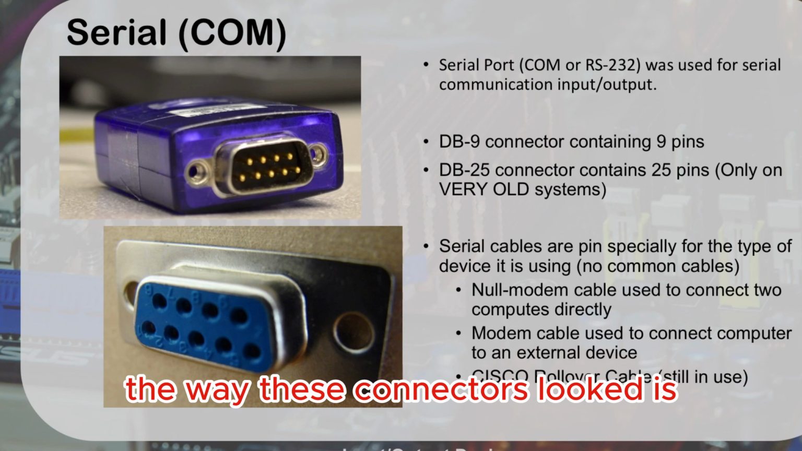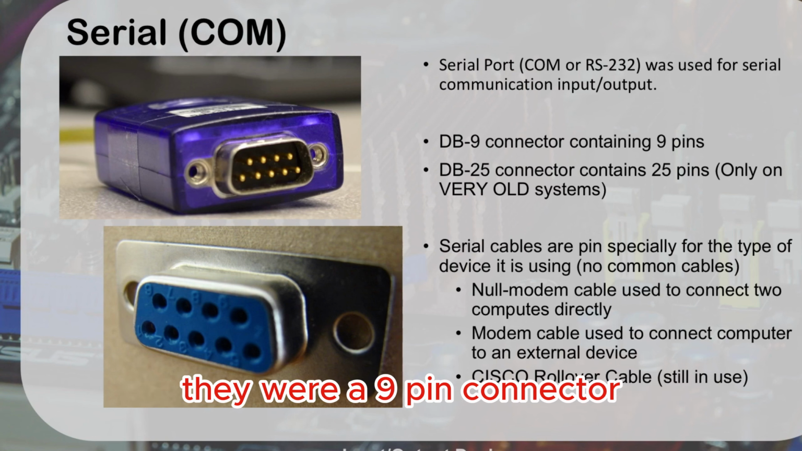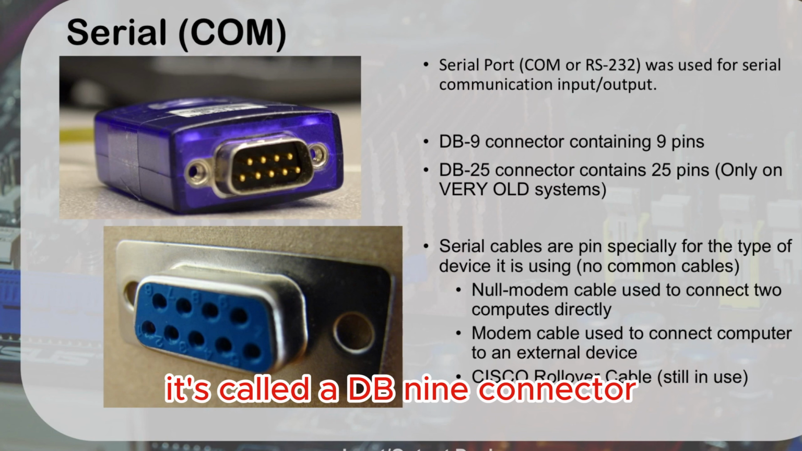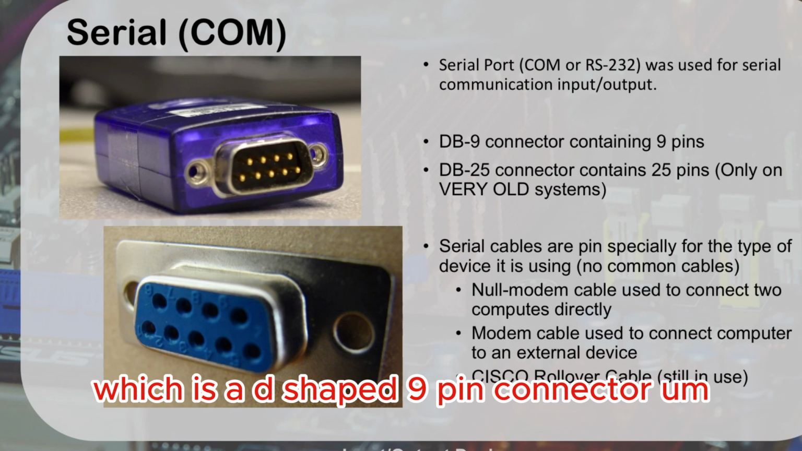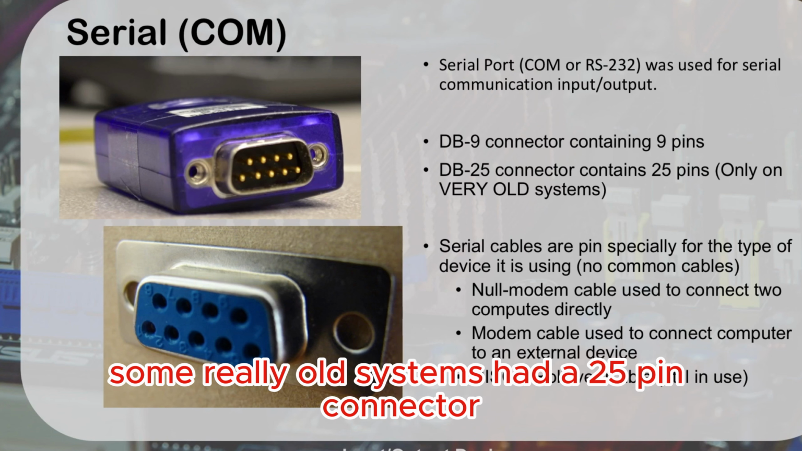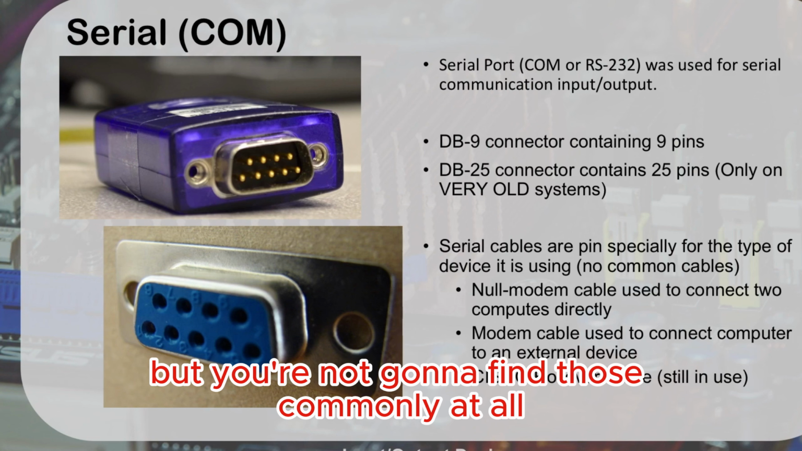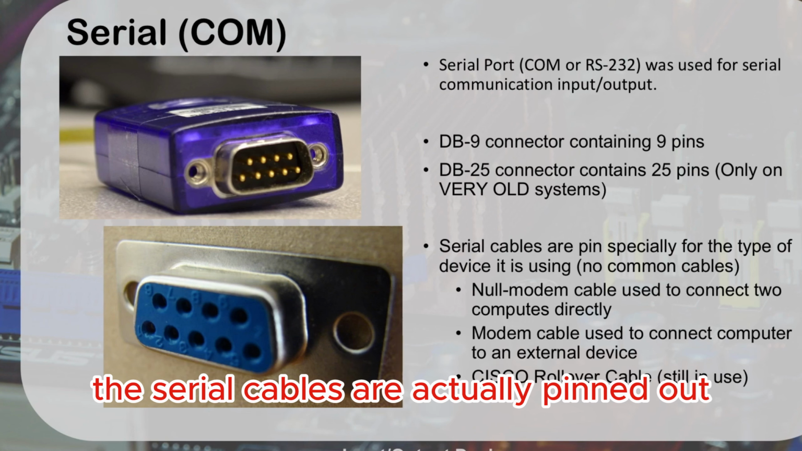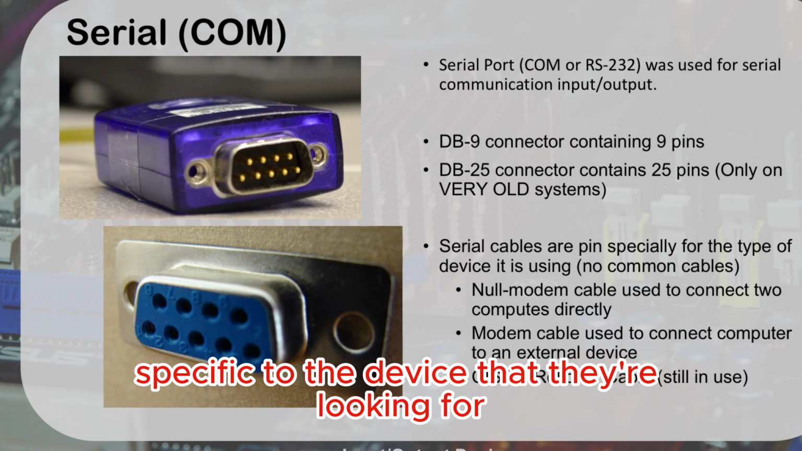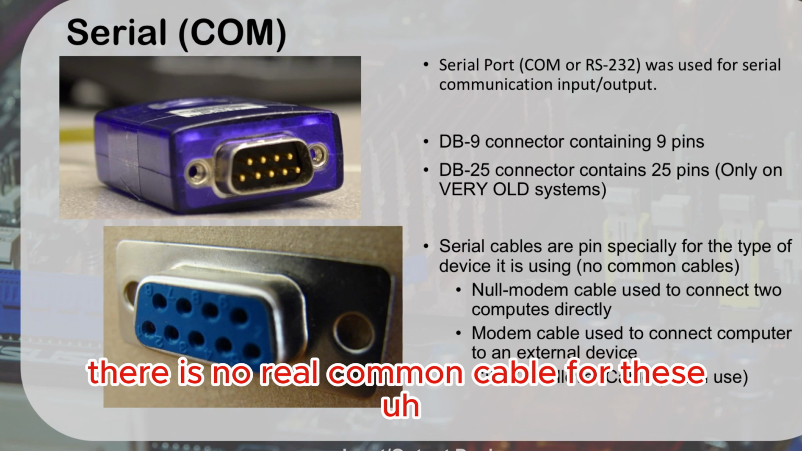The way these connectors looked is they were a 9-pin connector. It's called a DB9 connector, which is a D-shaped 9-pin connector. Some really old systems had a 25-pin connector as well, but you're not going to find those commonly at all. The serial cables are actually pinned out specific to the device that they're looking for. There is no real common cable for these.